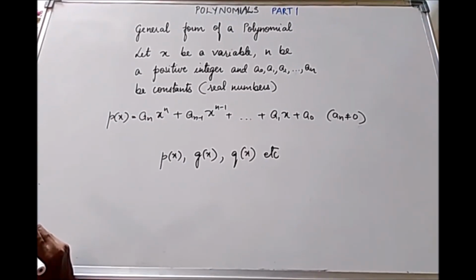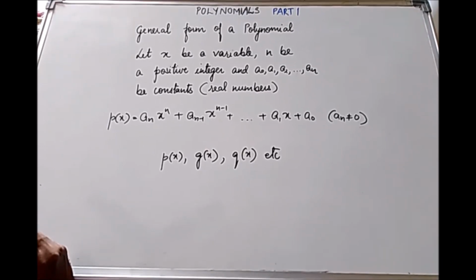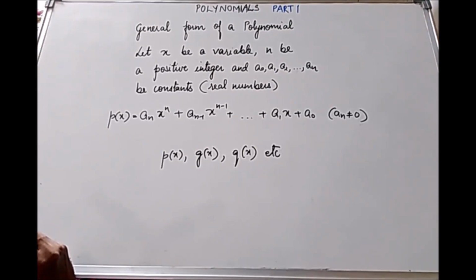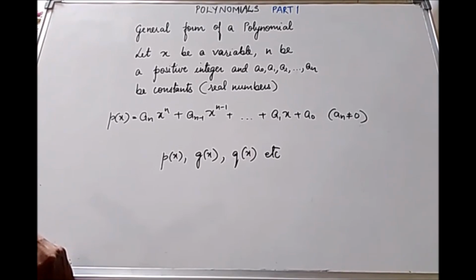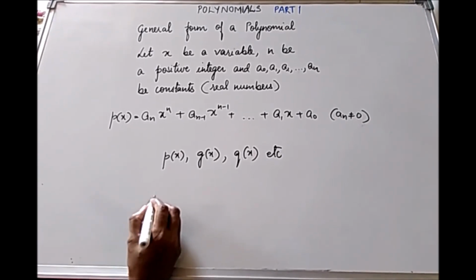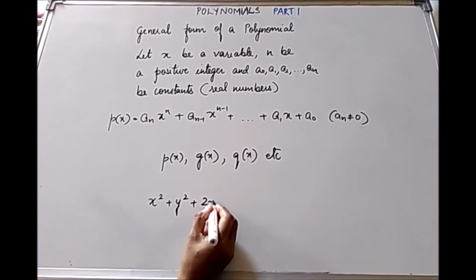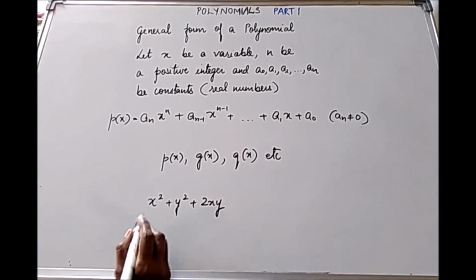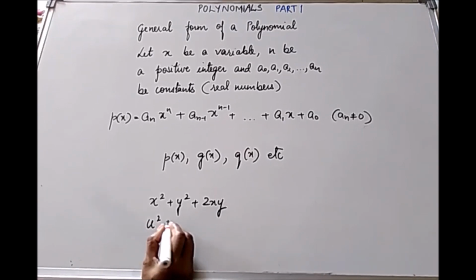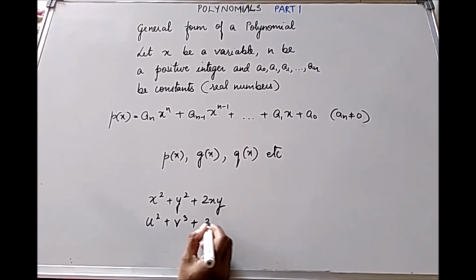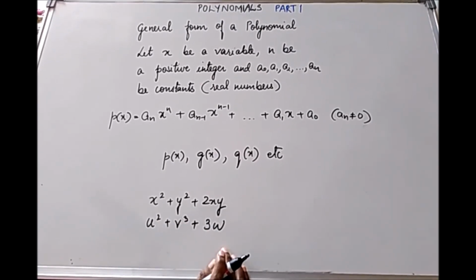Now, in the discussion, we have dealt with polynomials in one variable only. We can also have polynomials in more than one variable. Examples of it: x square plus y square plus 2xy. This is a polynomial in two variables. U square plus v cubed plus 3w. This is a polynomial in 3 variables.